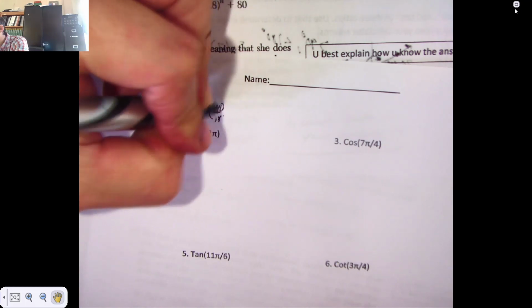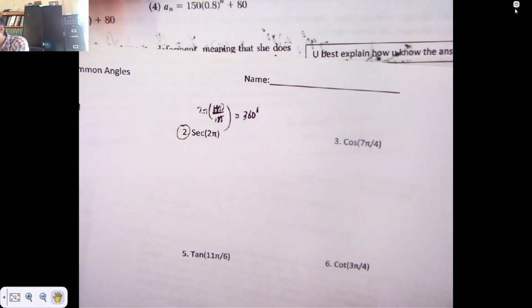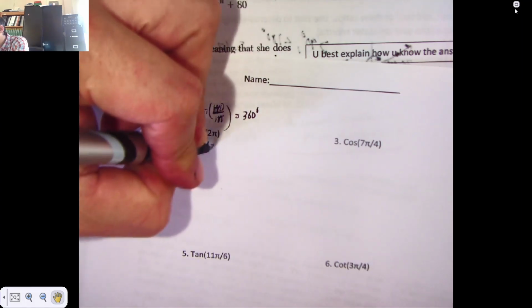Oops, it's supposed to be 180 over pi. Some math teacher I'm being right now. 2 pi is 360 degrees. Hopefully you've memorized this. So you're actually finding the secant of 360 degrees.